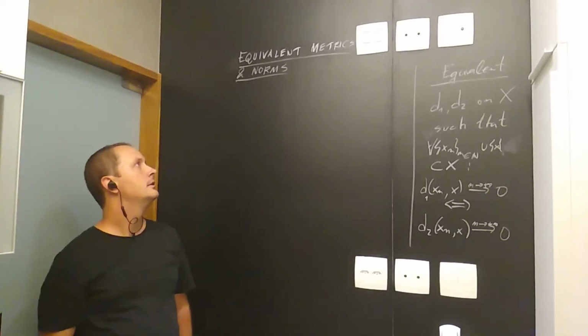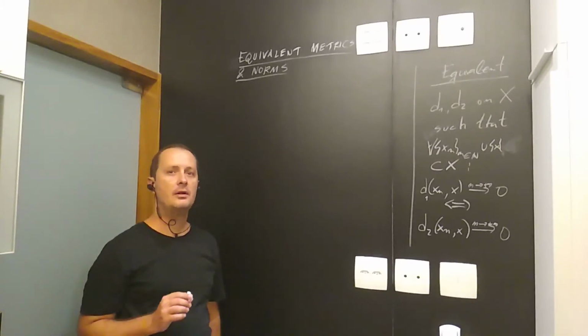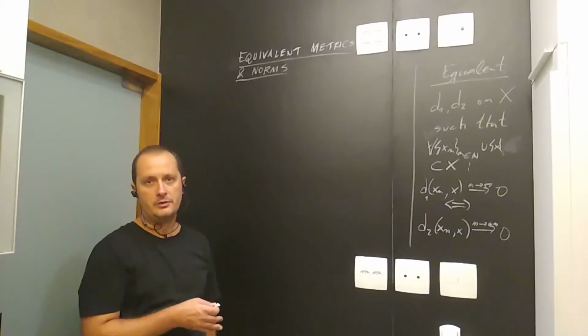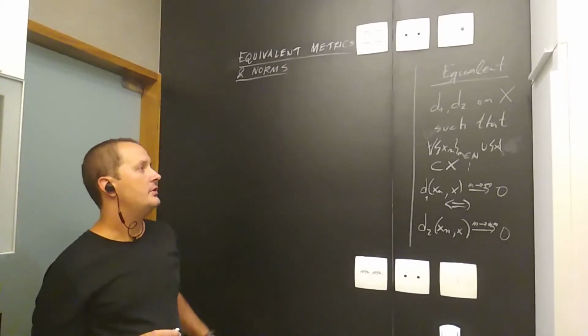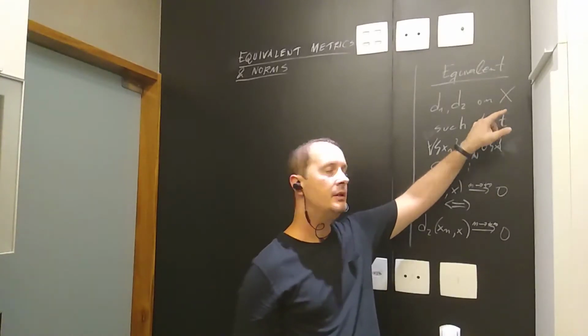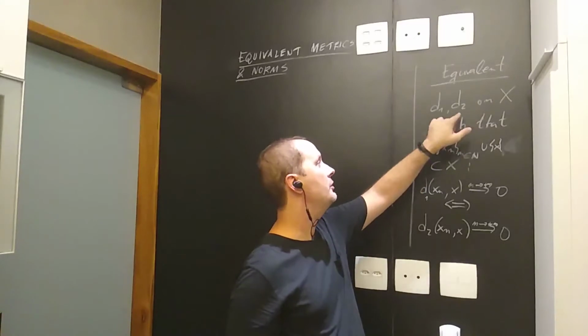So, this lecture is focused on a very specific concept, the concept of equivalent metrics and norms. Right? So the definition for metrics is over here. Suppose you have a set X and you have two metrics on X. Let me remind you what those are.